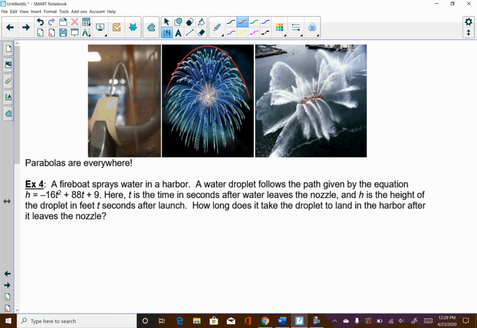You're setting this height equal to 0, and I've got it fully worked out for you online, so I think you'll be in good shape.